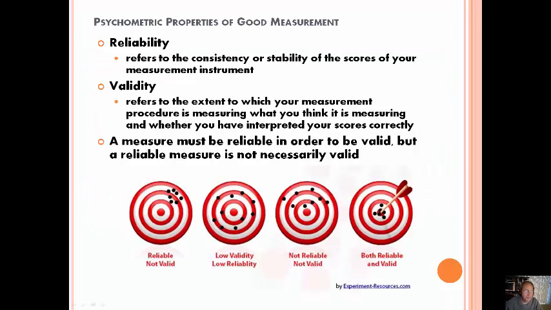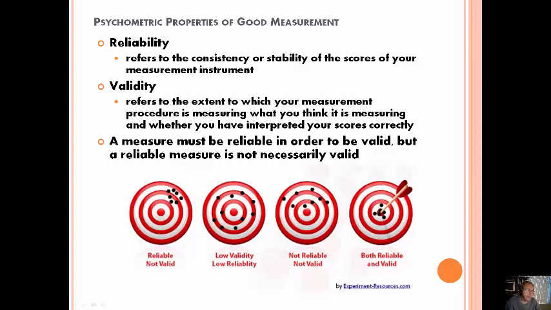Here's a concept that many people don't quite get, and that is the relationship between reliability and validity. What are the psychometric properties of good measurement? These targets give a good graphical representation of what reliability and validity is. Now, reliability can be paraphrased to consistency. Validity can be paraphrased to accuracy or truth, veracity.